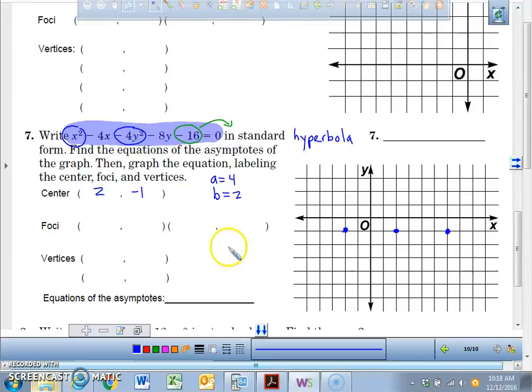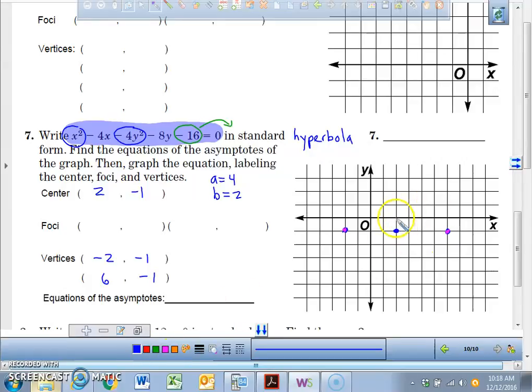I need you guys to understand that these points are not just helping you build the rectangle. These are your vertices. So this vertex right here is at negative 2, negative 1. This vertex right here is at 1, 2, 3, 4. Those are your two vertices. This is where your hyperbola is going to pass through. It's going to pass through this point. It's going to pass through this point.